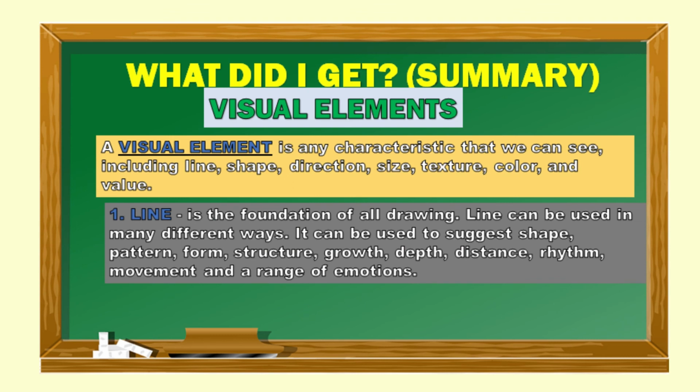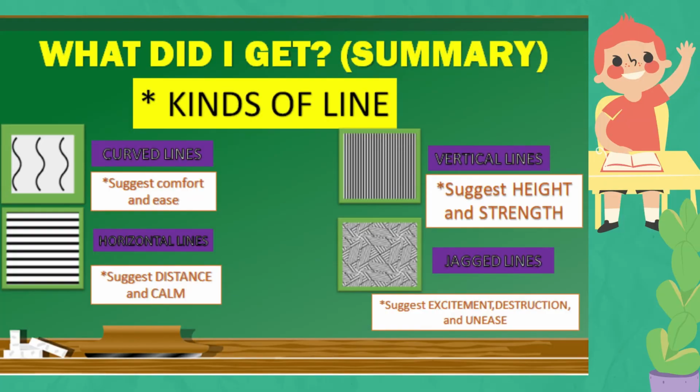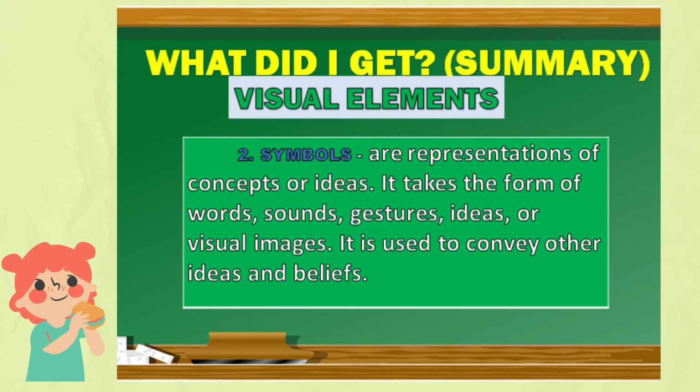So what did we get? We found out that a visual element is any characteristic that we can see, including line, shape, direction, size, texture, color, and value. And the first visual element, we have line. It is the foundation of all drawing. Line can be used in many different ways. It can be used to suggest shape, pattern, form, picture, growth, depth, distance, rhythm, movement, and a range of emotions. So these are the different kinds of lines. We have curved lines, horizontal lines, vertical lines, and jagged lines.